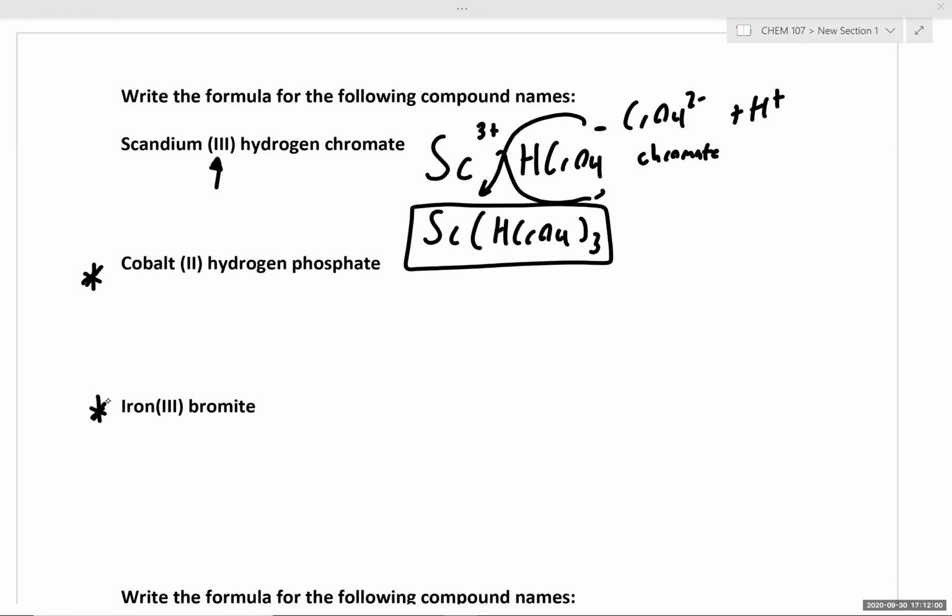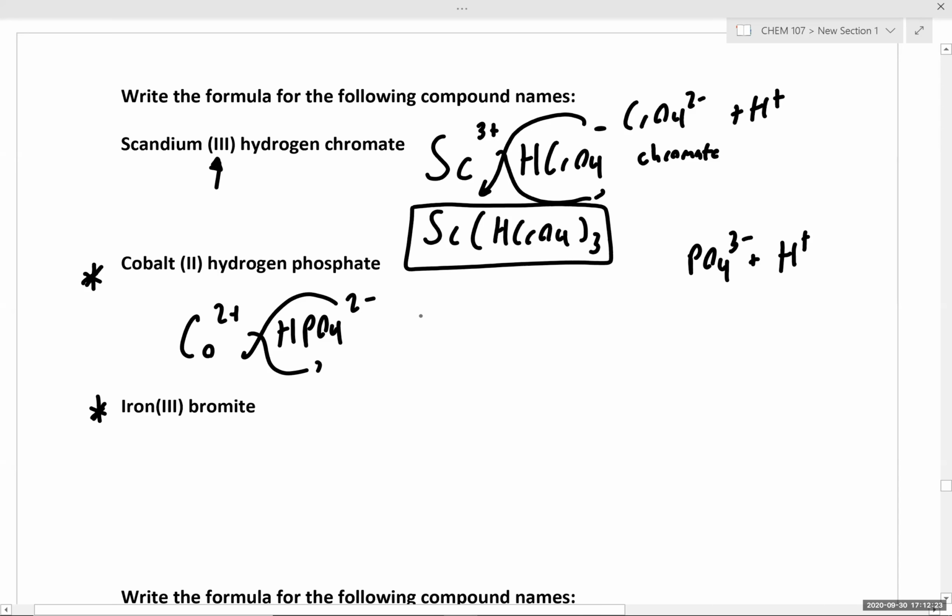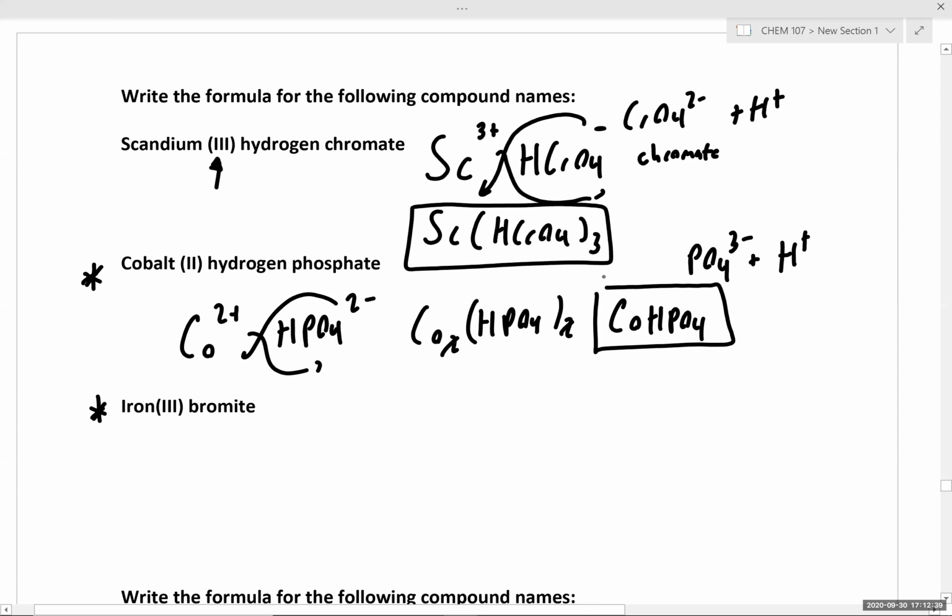Okay, so let's discuss this example. So for cobalt-2 hydrogen phosphate, cobalt is Co, our charge is 2+, phosphate is PO4 3-, hydrogen phosphate is HPO4 2-. We cross our charges, that gives you Co2(HPO4)2, and then we remember we can simplify our ratio of ions, and we want the simplest ratio of ions. So that simplifies to the following formula. Does that make sense?